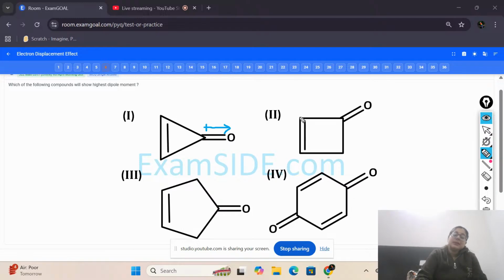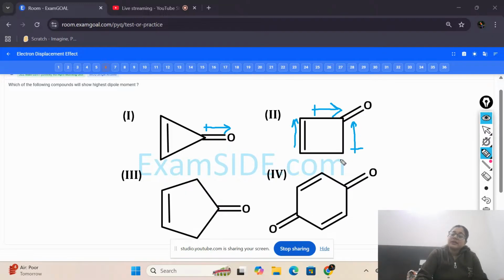Here, this carbon is sp2, this carbon is sp2, this carbon is sp3, and this carbon is again sp2. So this is sp2, sp2, sp2, and sp3. Since this is sp2 and sp2, some of the electron density is moving upward because of the oxygen. Here, because of the oxygen, it is moving in this direction. And of course, this is sp3 and this is sp2.